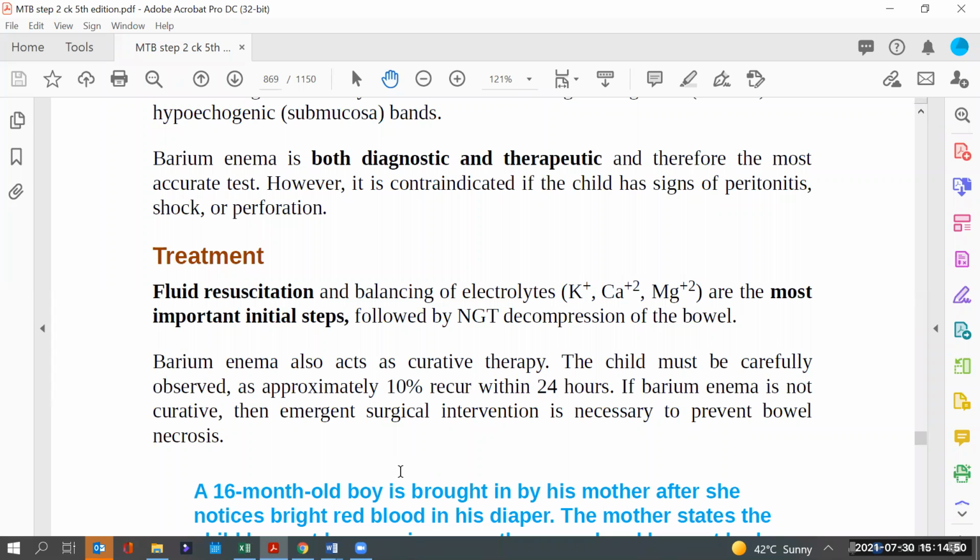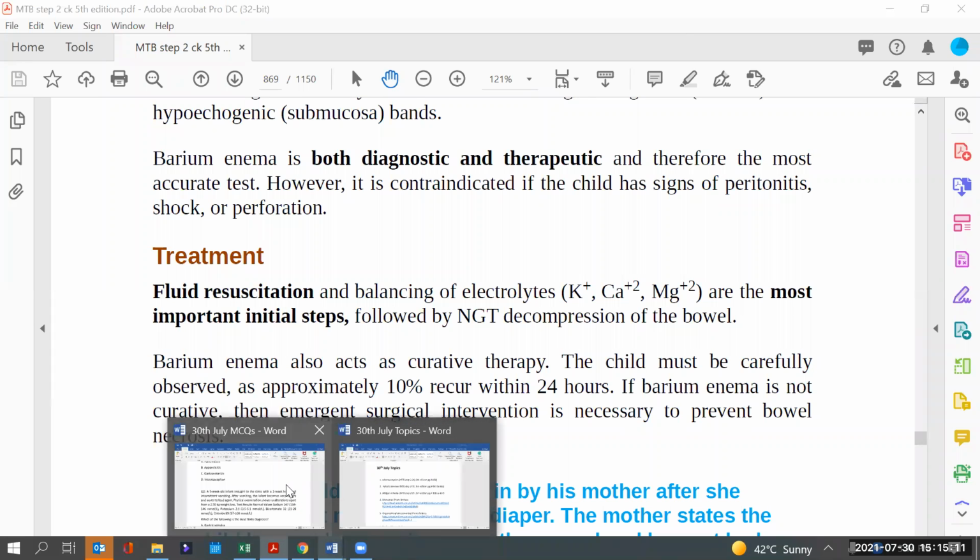Why are we opting for the surgical option? Because we always think that we may introduce necrosis in the bowel if we let the bowel stay in a telescoping position. It should not be in that position. It has to be straight. So we can provide barium enema, and if it's not working, then we have to go for the surgical option.